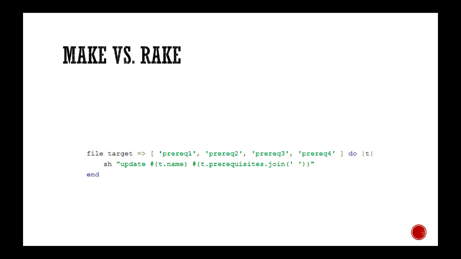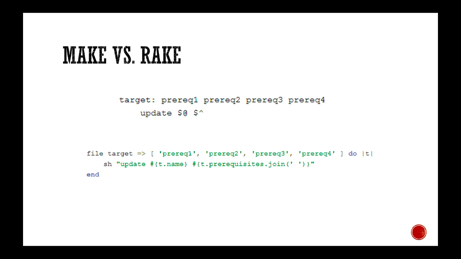Here's a more technical one, right? So in Rake, we do something like file target is this, do, and run sh update the file name with all the prerequisites joined. Whereas in Make, we could simply say my target depends on prereq 1, 2, 3, and 4, and we run the command update, right, with the appropriate shortcuts to the variable names. Here, Make is rather unreadable. Rake is much more readable. Make is much shorter. Rake is much longer.